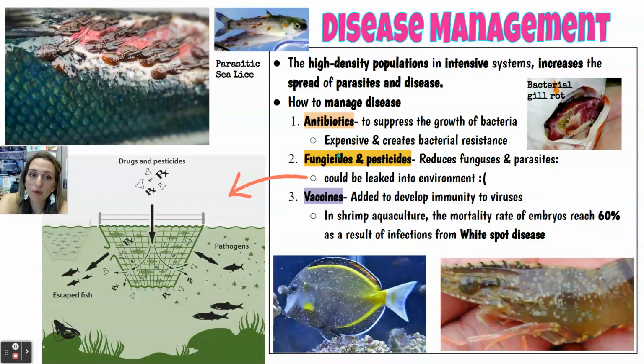Vaccines will help them develop immunity to viruses. And in shrimp aquaculture, even though they try and keep it very clean, you got a shrimp down here on the right, the mortality rate of their embryos will reach 60% because of white spot disease.